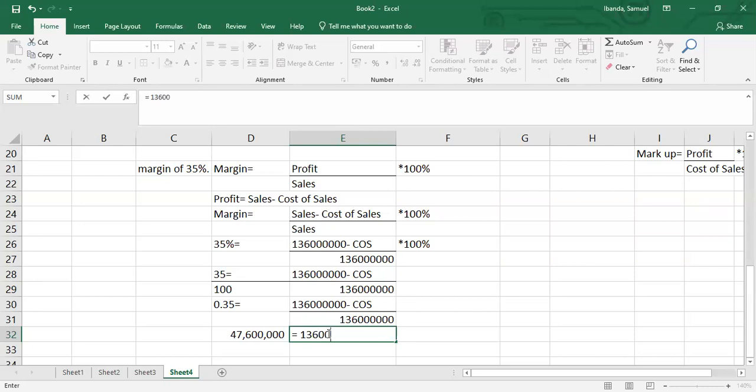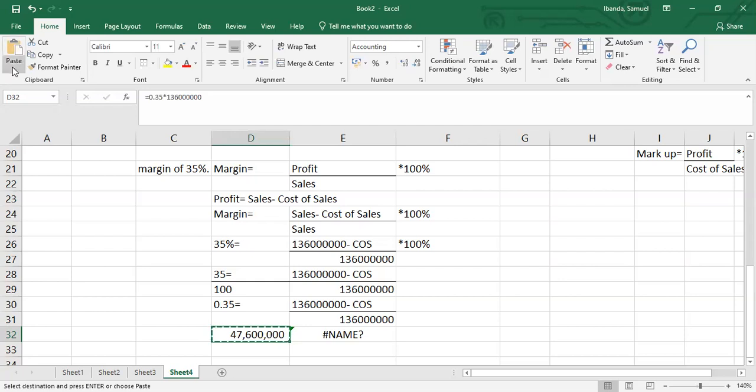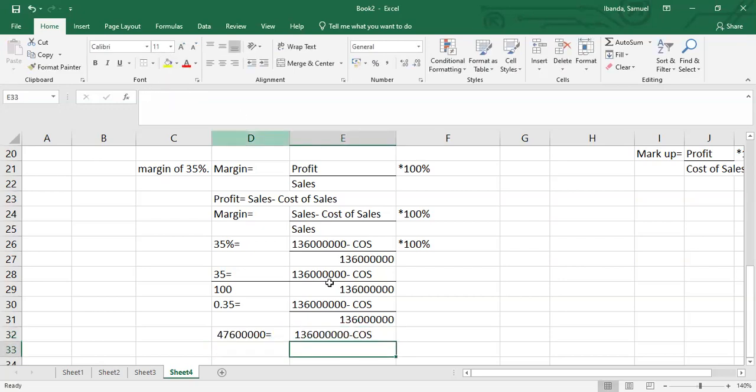136 million, okay, right there, less cost of sales. So that is what I'll basically do have. I know this one is going to disturb me because of a formula. But that is what basically I'll do have. Okay. Let me just rework it out here. Let's make this figure and make this equal sign for you to understand. So that is what I basically do have. So once I have this, I'll take cost of sales this side and bring the 47.6 this other side.